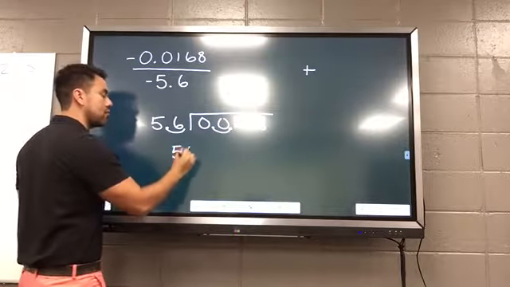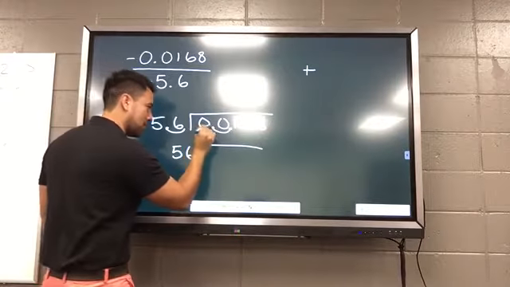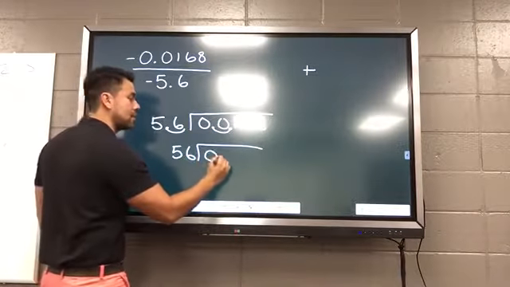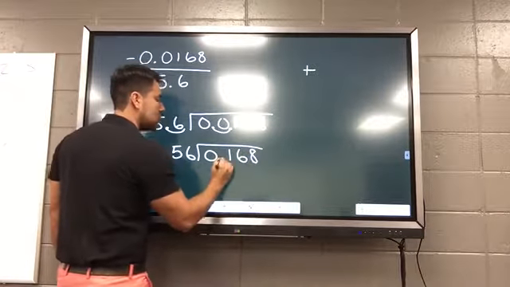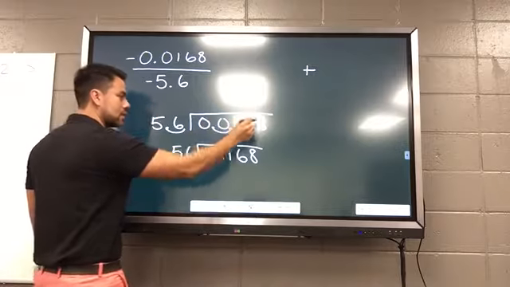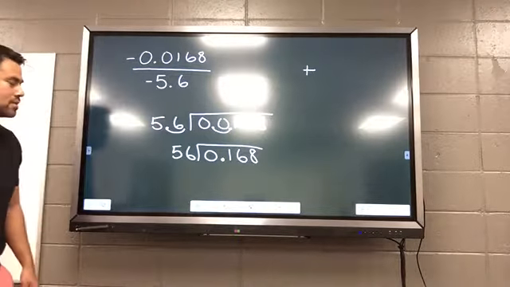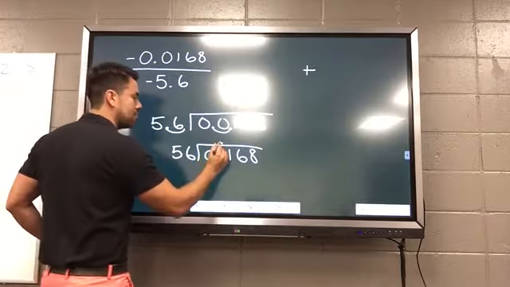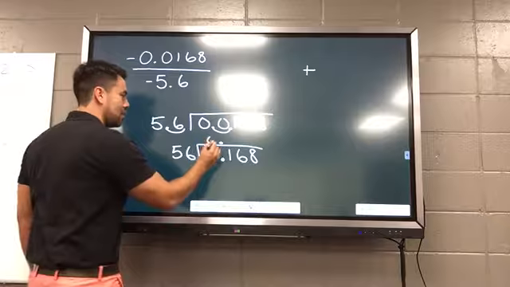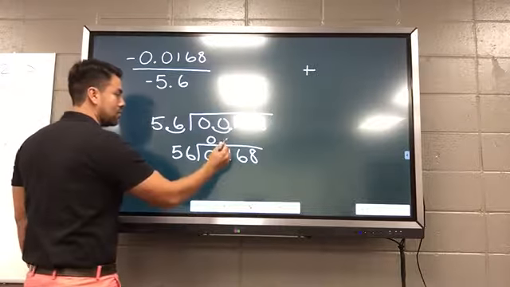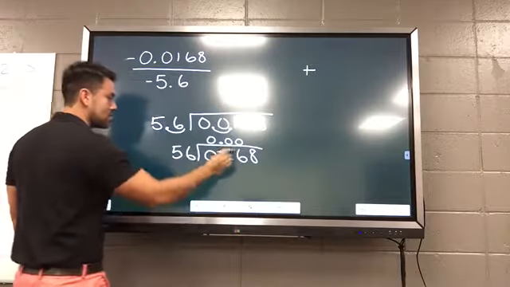And I rewrite it for myself because sometimes I get confused with where is it? Where did I move it? Here. That's just me. I'm going to put it like this. And notice I didn't put 0.168. I just put 0.168. Or you could just do 0.168. Bring that decimal up. Now you can work it out. 56 goes into 0. 0 times. 56 goes into 1. 56 goes into 16. 56 goes into 168.